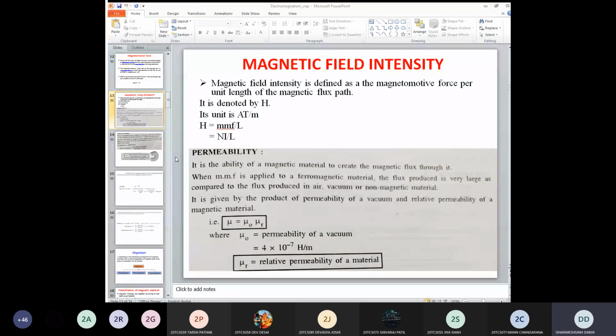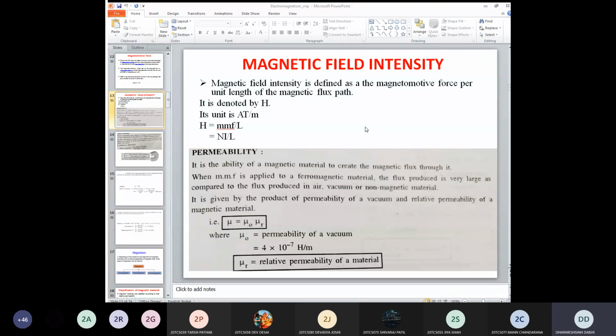The next term is permeability. Permeability is the ability of the magnetic material to create magnetic flux through it. It is the same as permittivity in the electric circuit. Epsilon is epsilon 0 into epsilon r in the electric circuit. Same way, in the magnetic circuit we have mu, which is mu 0 into mu r. So when you apply the MMF to any magnetic material like a ferromagnetic material, the flux produced is very large as compared to the flux produced in air, vacuum or any other non-magnetic material. So the permeability of a magnetic material is very large.